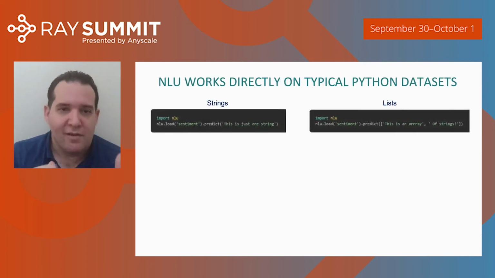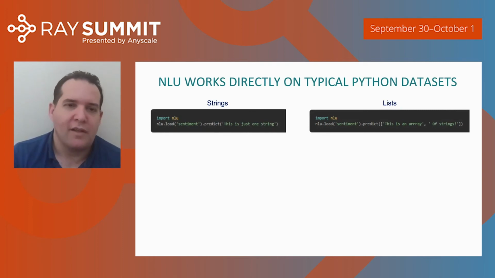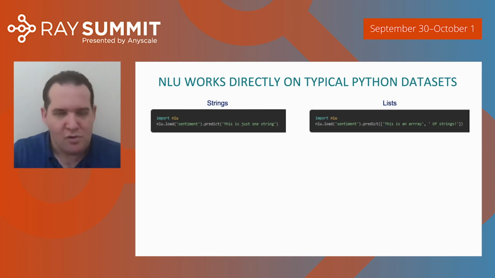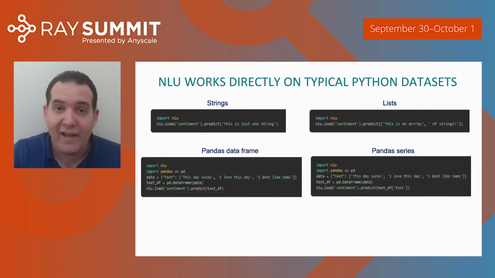So here's how it works. NLU.load returns a pipeline, and then you can call predict on that pipeline, and you can pretty much send it everything you'd expect to be able to send in Python. So you can send a single string, you can send a list of strings, you can also directly send the pandas data frame, or you can send the pandas series, right?